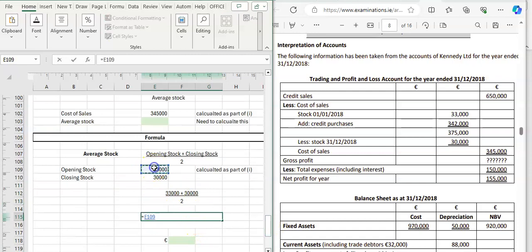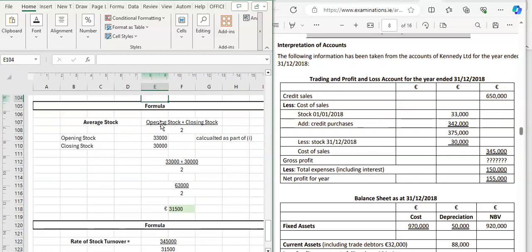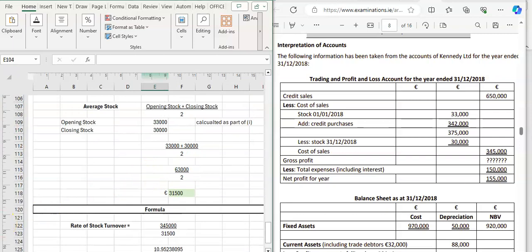So we know 33,000 plus 30,000 gives you 63,000. That's divided by 2. Each one of these formulas is a step-by-step process. You find a figure, you put the figure into the formula, you get your answer. I'm doing these step by step down along, and that helps me get my figures. So my average stock is 31,500, and that's in euros. Now I've calculated my cost of sales, which is 345,000, taken from the question, and I've calculated my average stock, which is 31,500. So now I can put these into the formula.